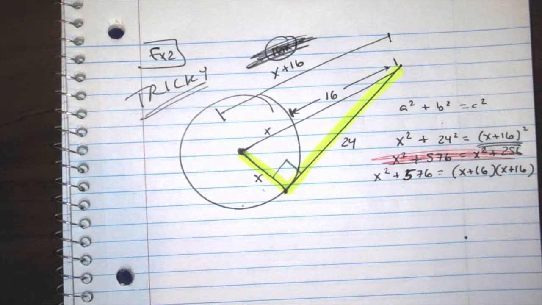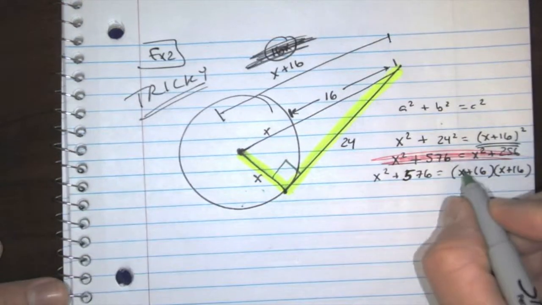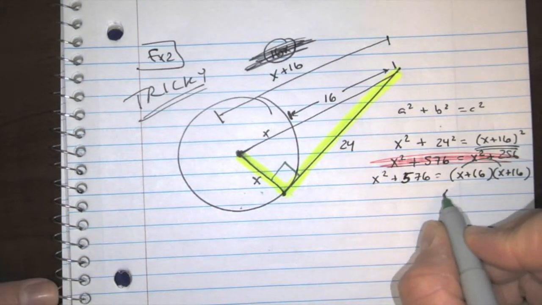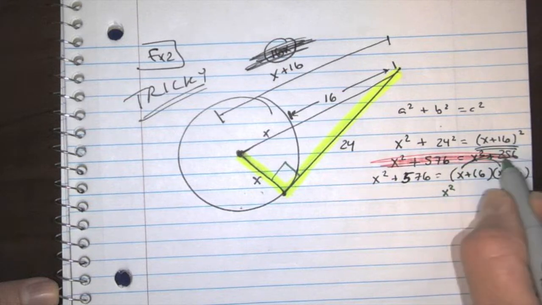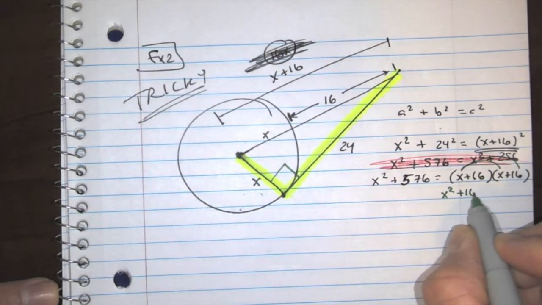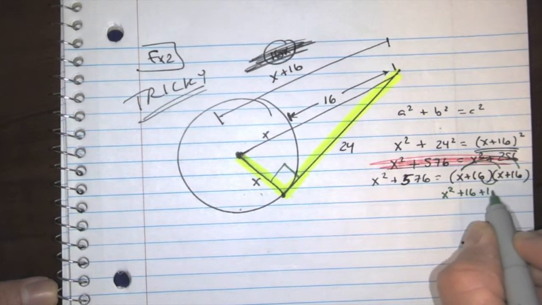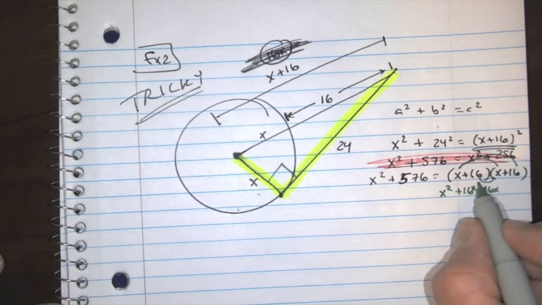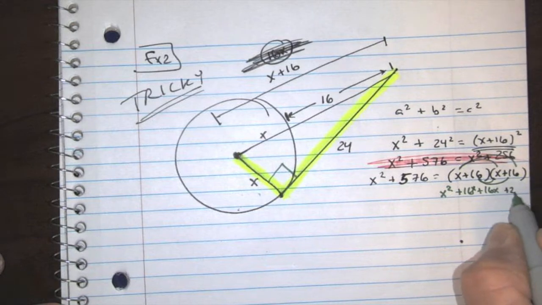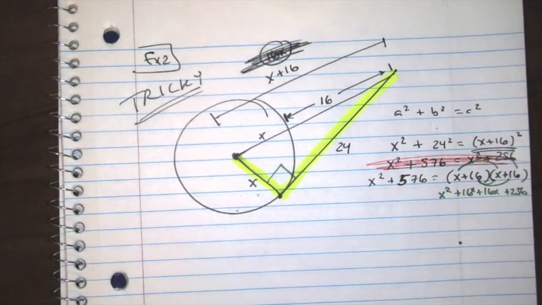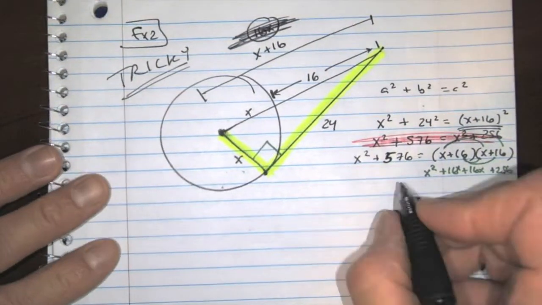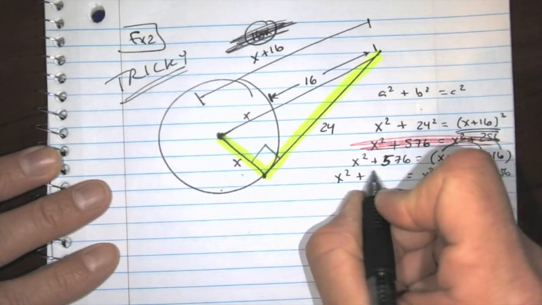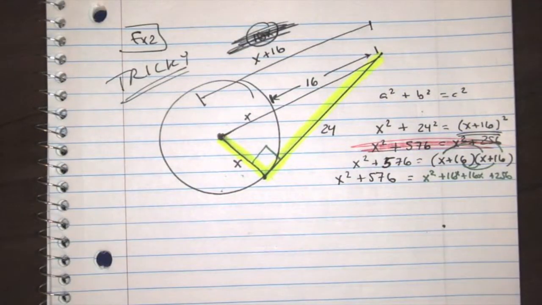So double distribute. Let me get a different color. Here we go. That's going to be x squared. x times 16, that's plus 16x. That's another plus 16x. Forgot the x right there. And 16 times 16 is that 256 that I just punched out in the calculator. On this side, we've got x squared plus 576.